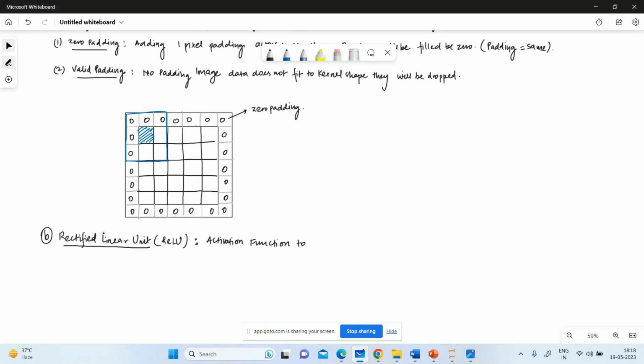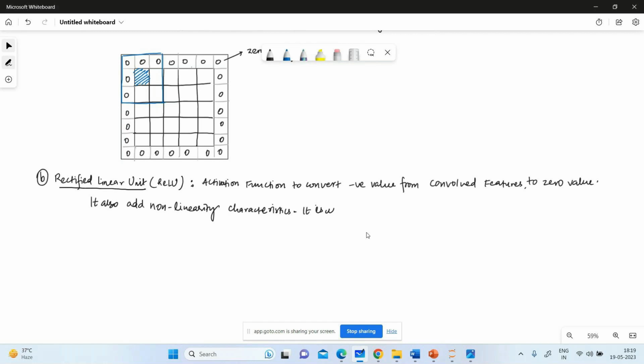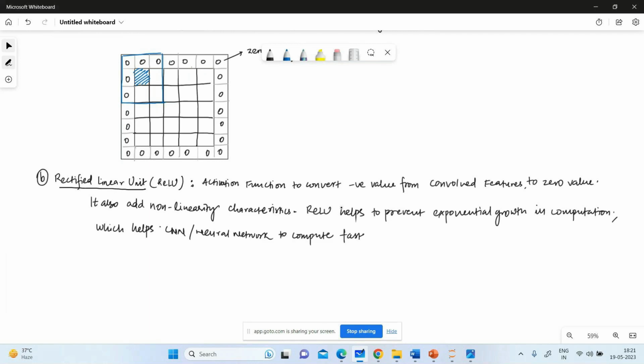The activation function converts negative values from convolved features to zero. It also adds non-linearity characteristics. Also, as I said, ReLU is used in most of your neural networks as part of the input layer, and the reason, as we just discussed, is that ReLU helps prevent exponential growth in computation, so that a CNN or even other neural networks compute faster. So I hope you have read it. This is one thing about ReLU that you need to remember.